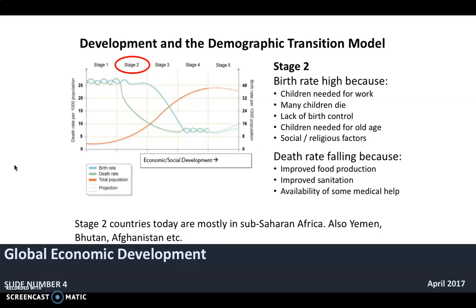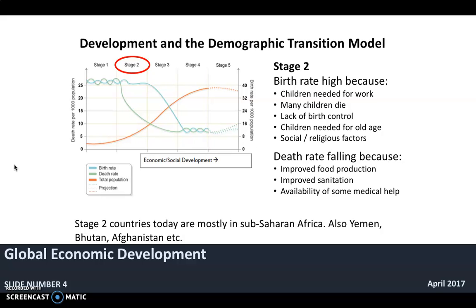However, birth rates are still high because it's still quite a poor country, still a low income country, and therefore children are needed for work. You've still got a high infant mortality. You've still not got access to contraception. Children are still needed to help you out when you get older. So this country is still a very undeveloped country. It's still a very low income country.